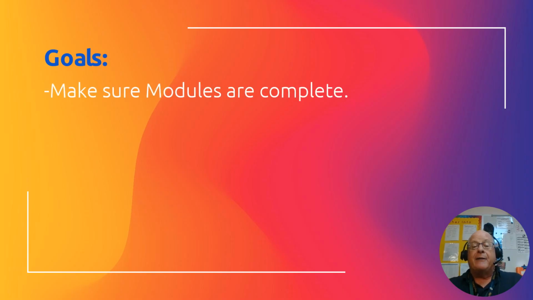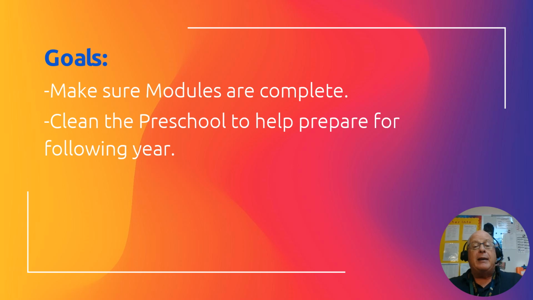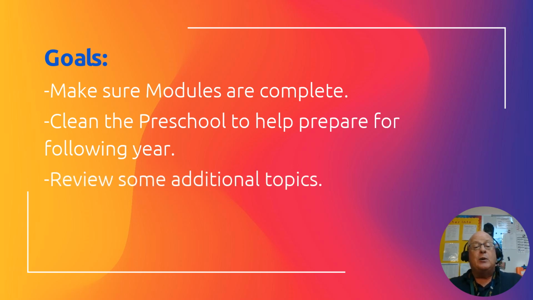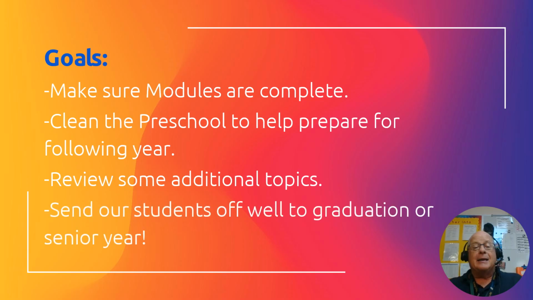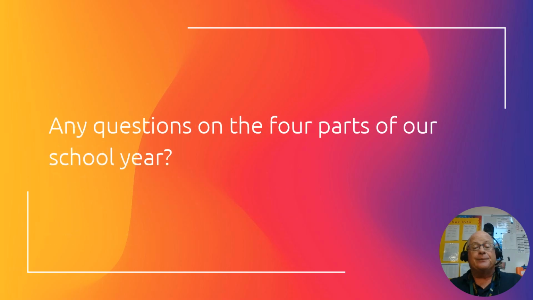The goals of Section 4: make sure our modules are complete, clean the preschool to prepare for the following year, review some additional topics, and send our students off well, either to graduation if they're a senior, or to their senior year if they are finishing their junior year. At this point in the teaching, I asked if there were any questions about the 4 parts of our school year.